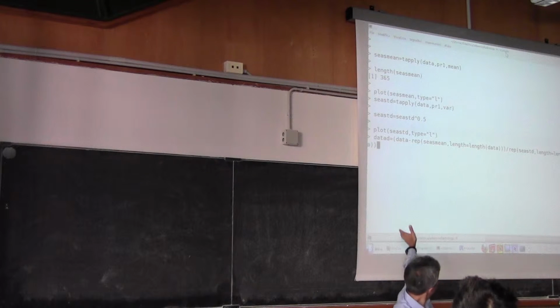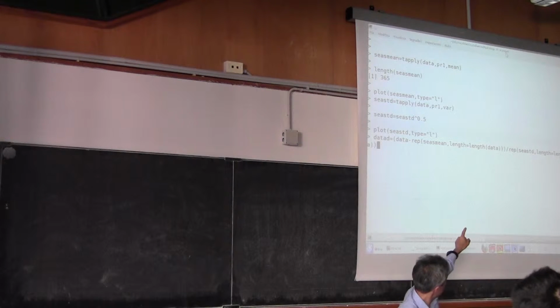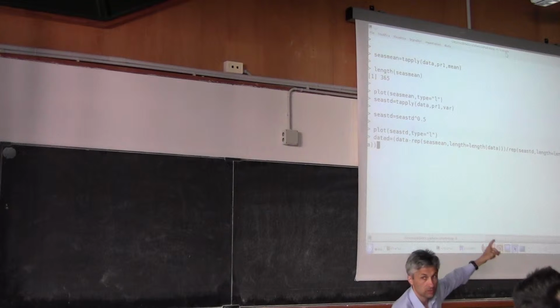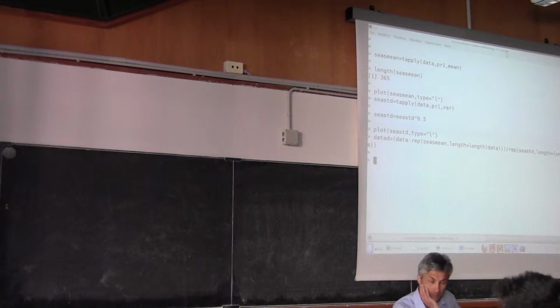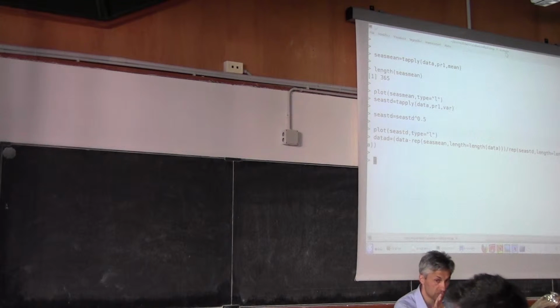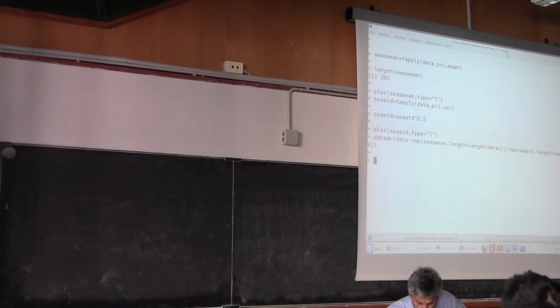And then everything is closed, and there is a division by the repetition of the seasonal standard deviation. This is how the deseasonalization was performed. Please note that we didn't smooth the data, which is not really the best thing to do, but in any case.